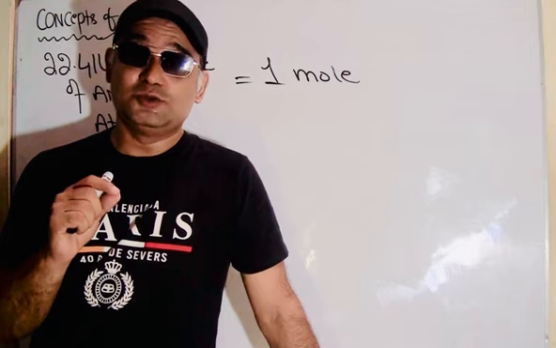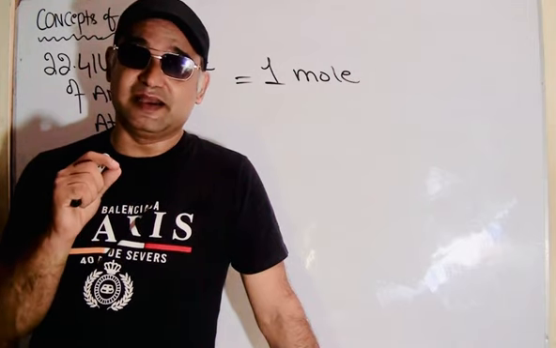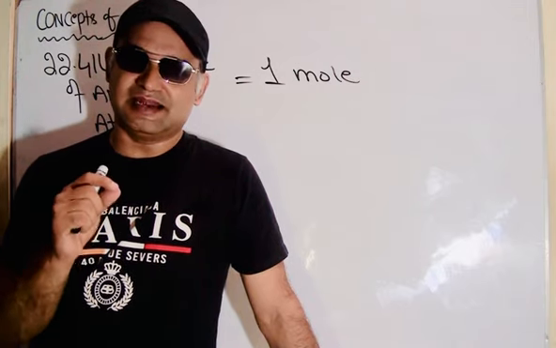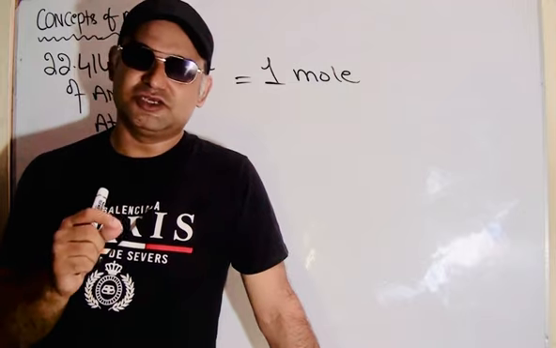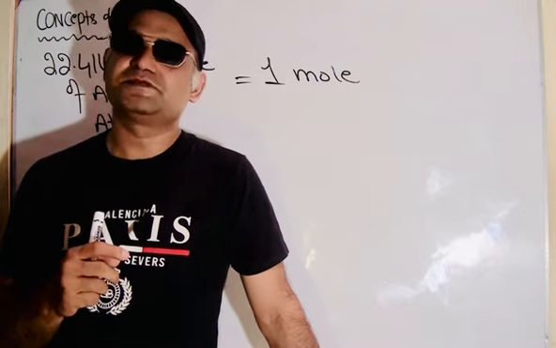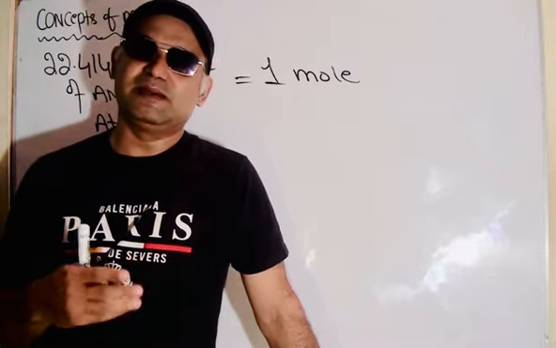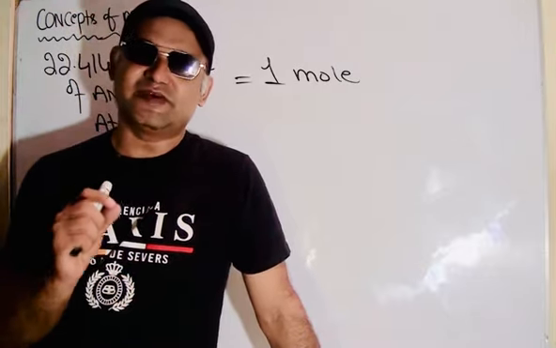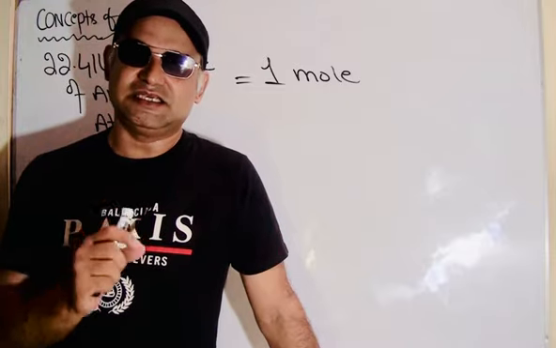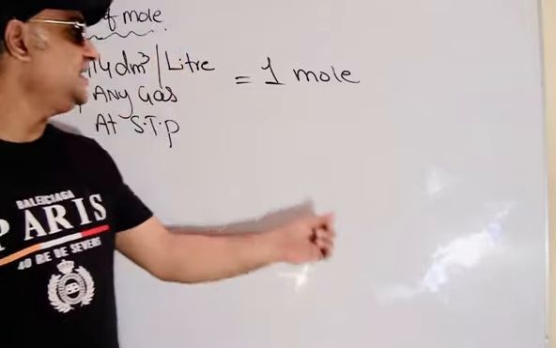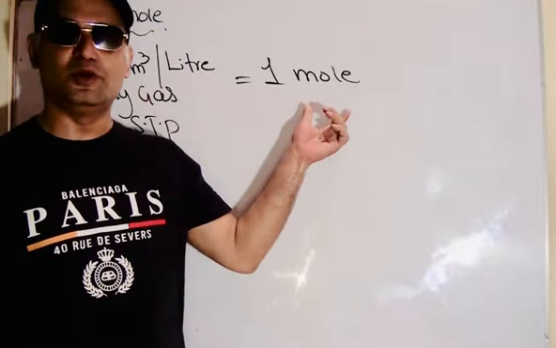But the point to understand is this: the gas must be at S.T.P condition. Actually this concept explains ideal gases. This concept is applicable for ideal gases. That's why we specify the condition at S.T.P. So 1 mole of any gas at S.T.P occupies 22.414 dm cube.